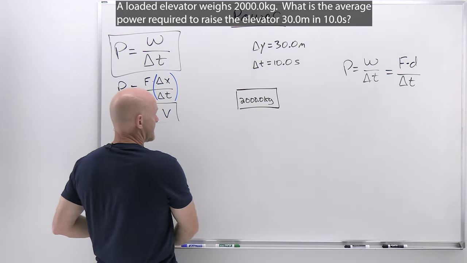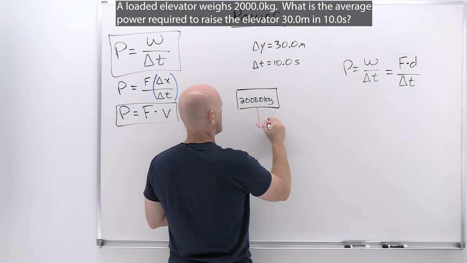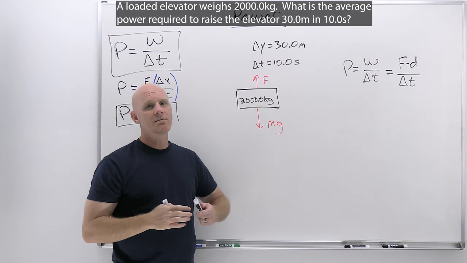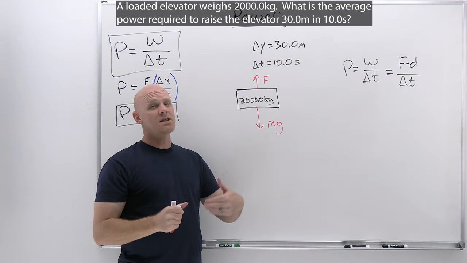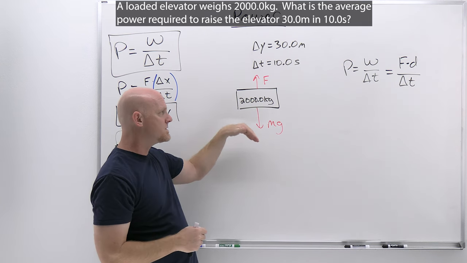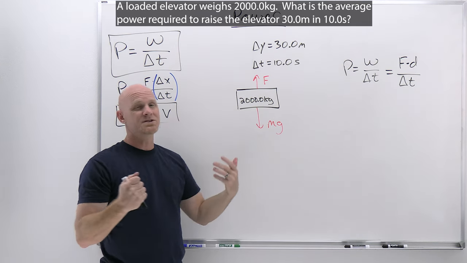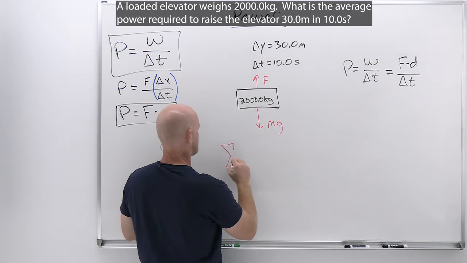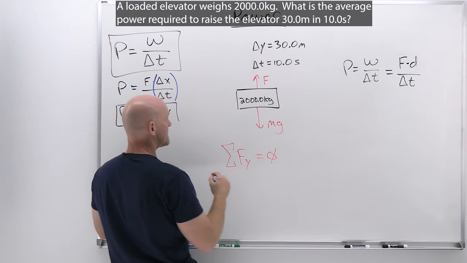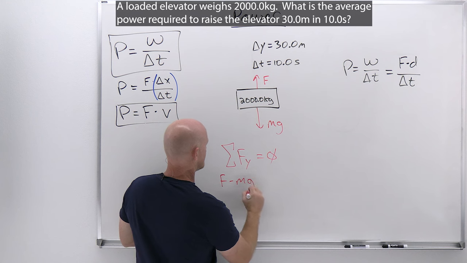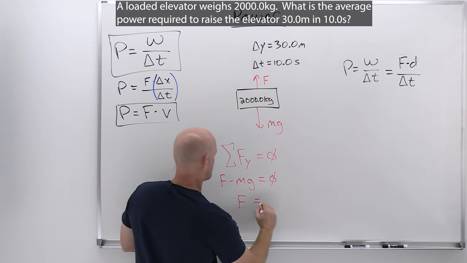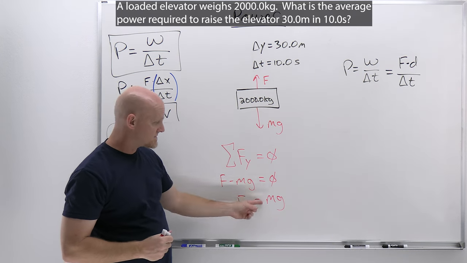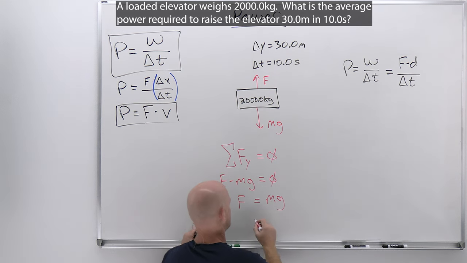Okay, so if we look at a free body diagram of this thing, we definitely have its weight pointing down, and there's going to have to be some upward applied force on this elevator to overcome that. And again, when an elevator first starts moving, it's accelerating instantaneously, but then after that, it typically moves up at constant velocity, which is what I'm going to assume here. We're just calculating average power anyways. And so in this case, the sum of the forces in the y direction equals zero. Since we're assuming constant velocity, F minus mg equals zero, and we can see that this upward applied force must be equal to its weight, which in this case is 2,000 kilograms times 9.8 meters per second squared, which I guess we can write out.